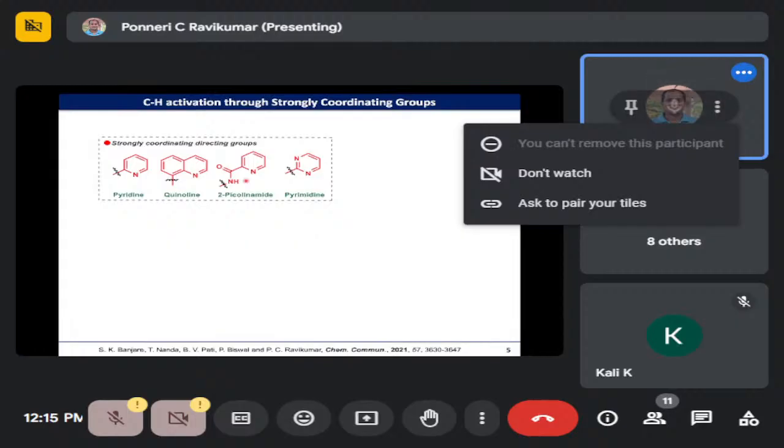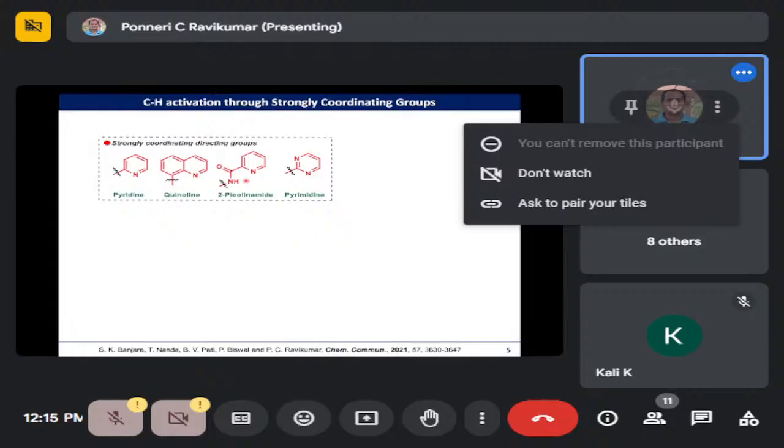Now I'll talk about CH activation by using weakly coordinating directing groups. What are weakly coordinating directing groups? Weakly coordinating directing groups are aldehyde, ketone, ester, and acids. These are small groups which are present in many commercially available substrates. So we can directly buy them and use them.